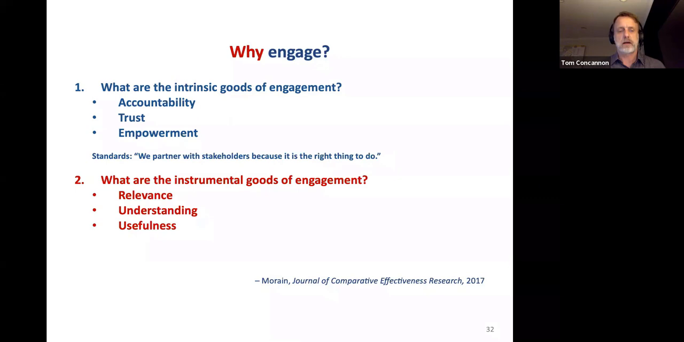And these are the goods that are not intrinsic to the relationship, but are maybe a product of the engagement work over time, that we hope the research questions we ask might be more relevant to the groups that we're working with, that the groups we're working with might understand how we conducted the research and what it means over a long period of time, that the research evidence we produce itself might be more useful to these groups. And so a way of talking about this is to say that we involve stakeholder communities because just doing so makes evidence better. It makes our work better.